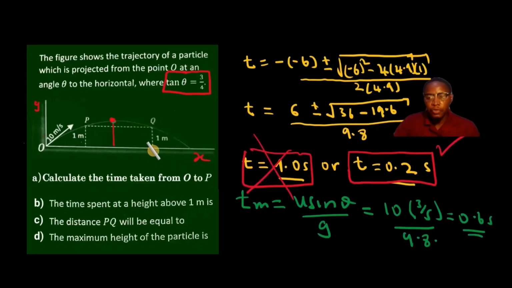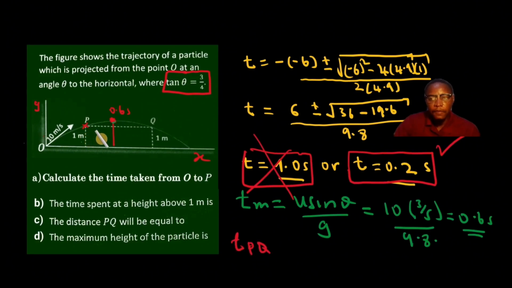So I am back to this question again. The last time I calculated the time at P and I concluded that the time was 0.2 seconds, because the time at the maximum height, which I calculated using this formula, U sin theta over g, was approximately 0.6 seconds. For the B part, I need to calculate the time spent at the height above 1 meter. This is 1 meter, this is 1 meter. So I am required to calculate the time from P to Q. Let's say T from P to Q.